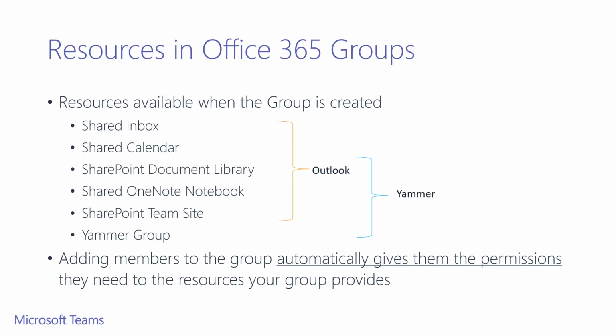Now, a little later in this presentation, we'll take a look at what happens when we utilize Teams to create an Office 365 group. When we add members to the underlying Office 365 group, that will automatically give them the permissions that they need to access the resources that the particular group will provide. So for example, if I were to create an Office 365 group and it included a SharePoint document library, the members of that Office 365 group would automatically have access to the documents that are contained within that SharePoint document library.